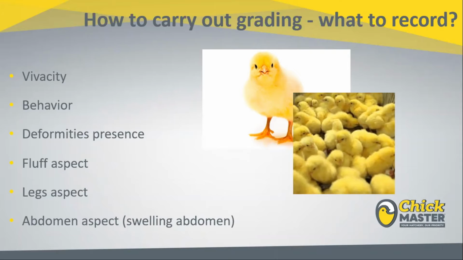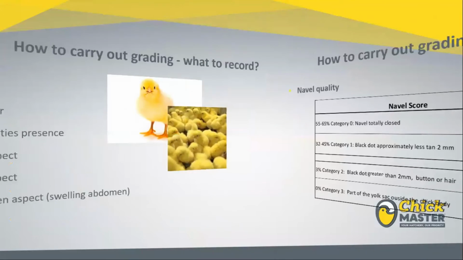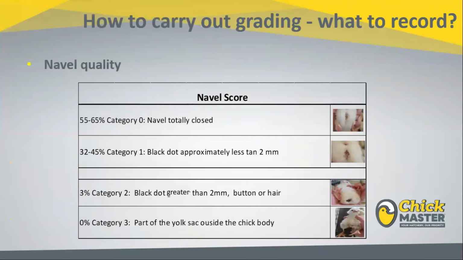For the fluff, we expect to have nice yellow fluff, free of dirtiness, brilliant. Legs should be well hydrated and free of deformities. The abdomen should not be swollen and not dehydrated. The navel should be well closed and free of dirtiness. So for the navel, this is a qualitative parameter.